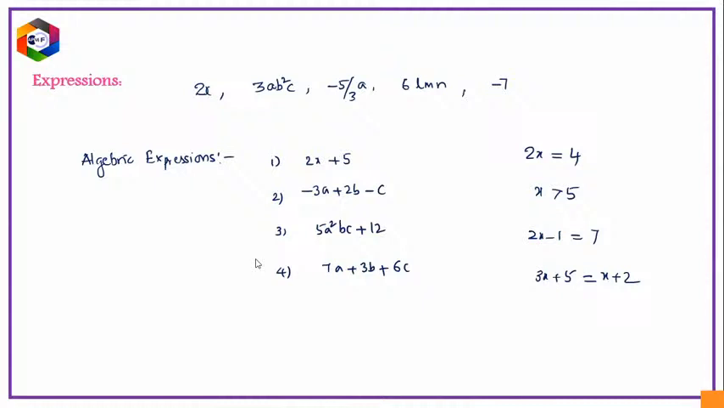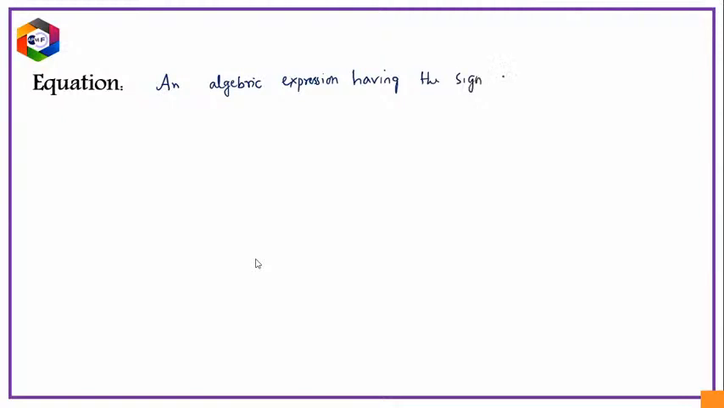So what can we call those? Let us now discuss. So what is an equation? An algebraic expression having the sign is equal to is called an equation. So any algebraic expression which is having the sign is equal to is an equation.